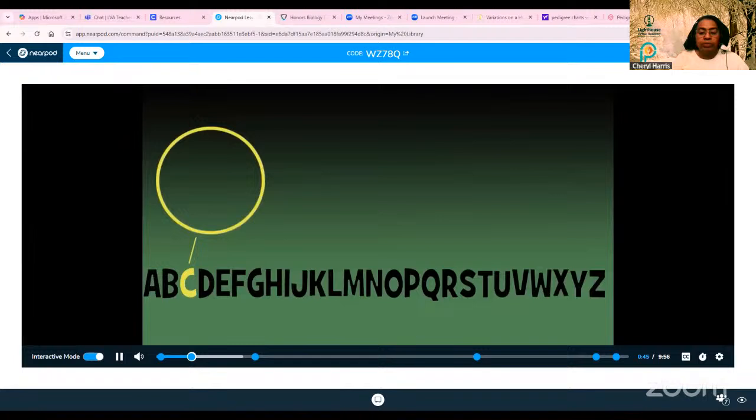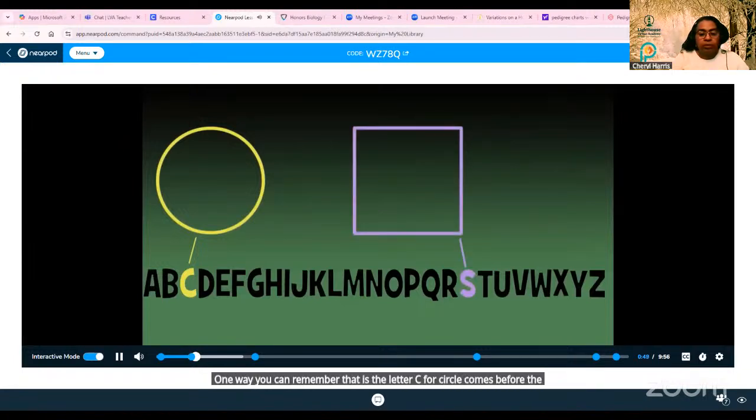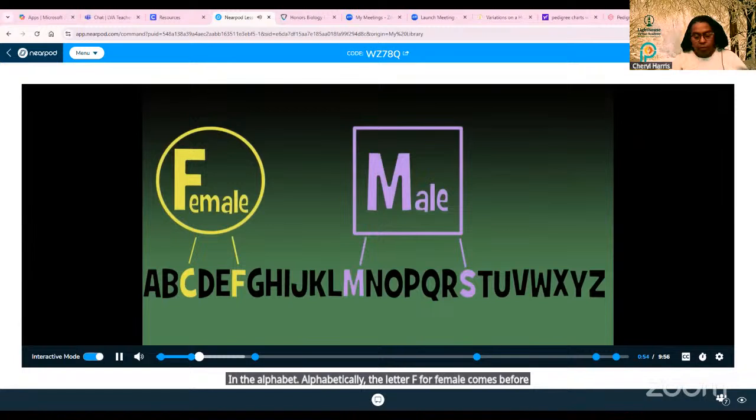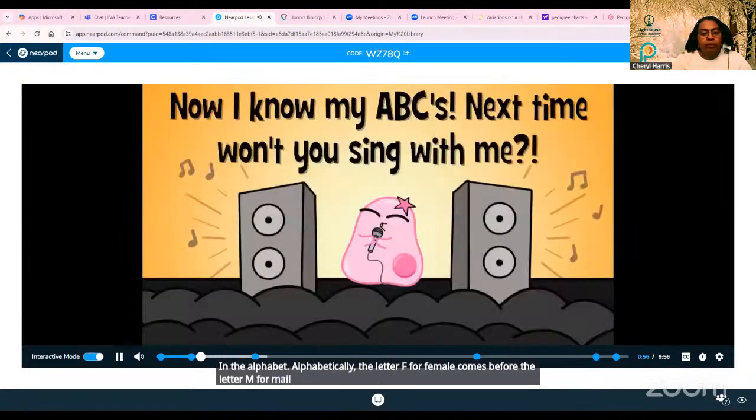One way you can remember that is the letter C for circle comes before the letter S for square in the alphabet. Alphabetically, the letter F for female comes before the letter M for male. I've got to think about letters of the alphabet, though. I realize that might not work for everyone.